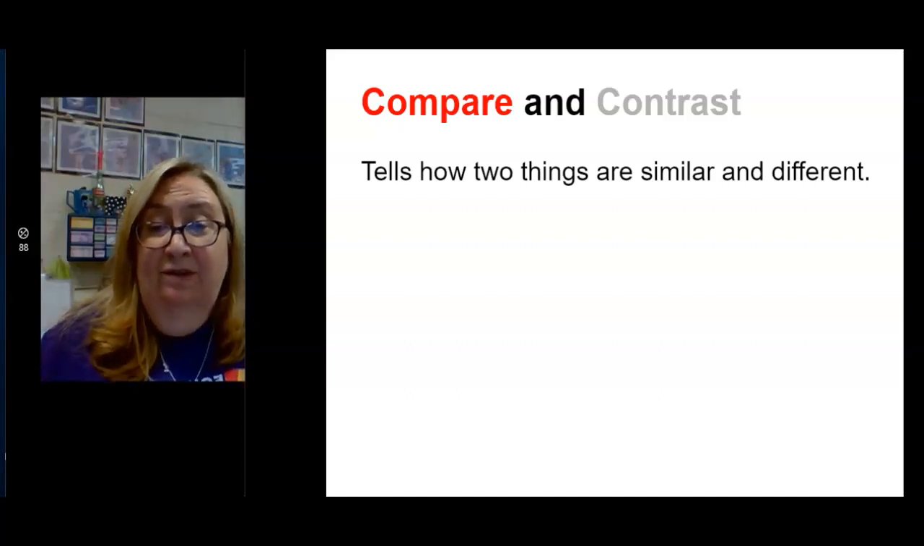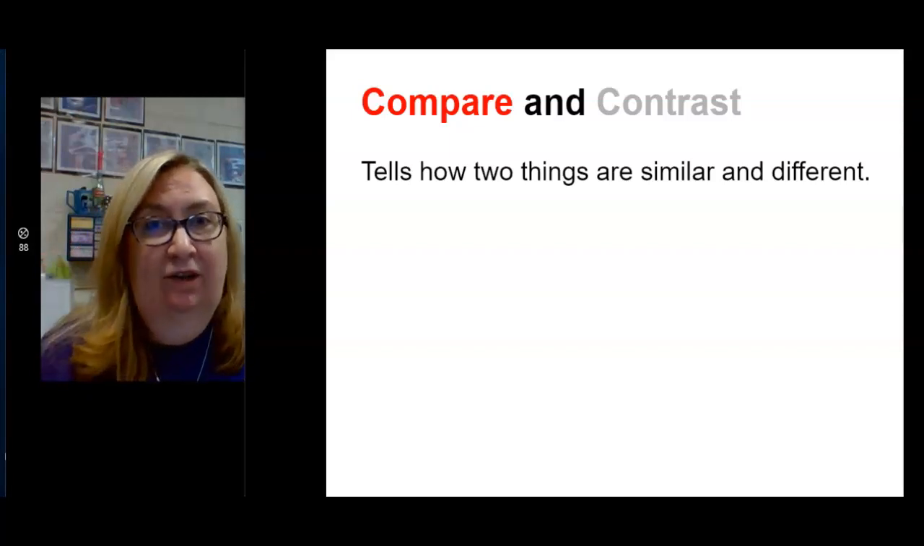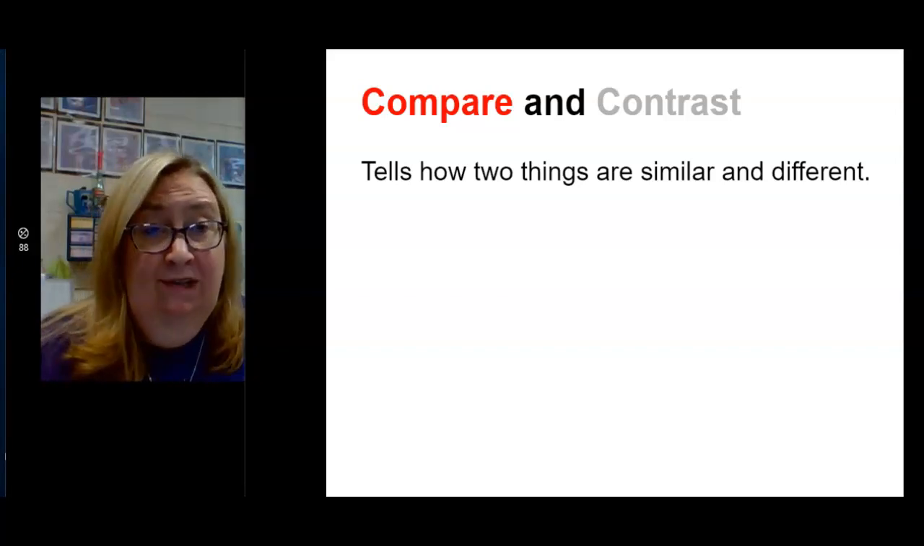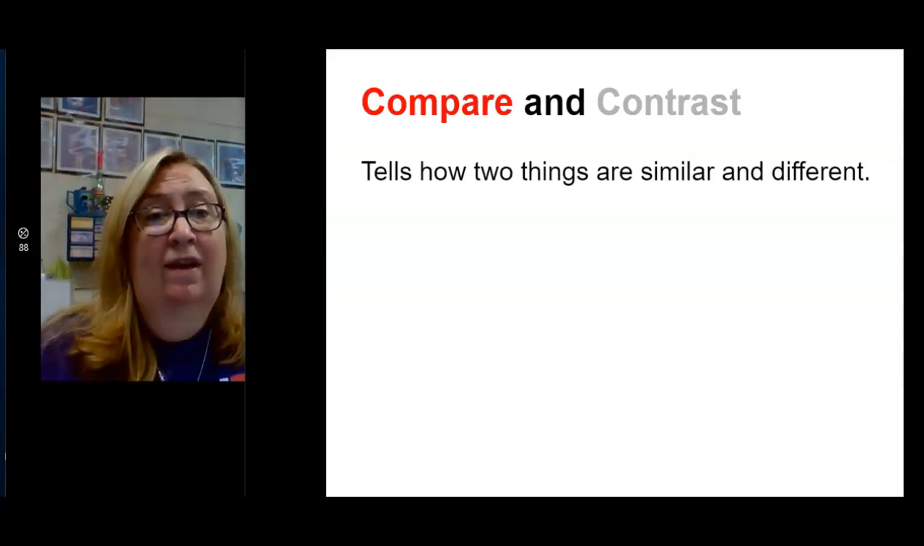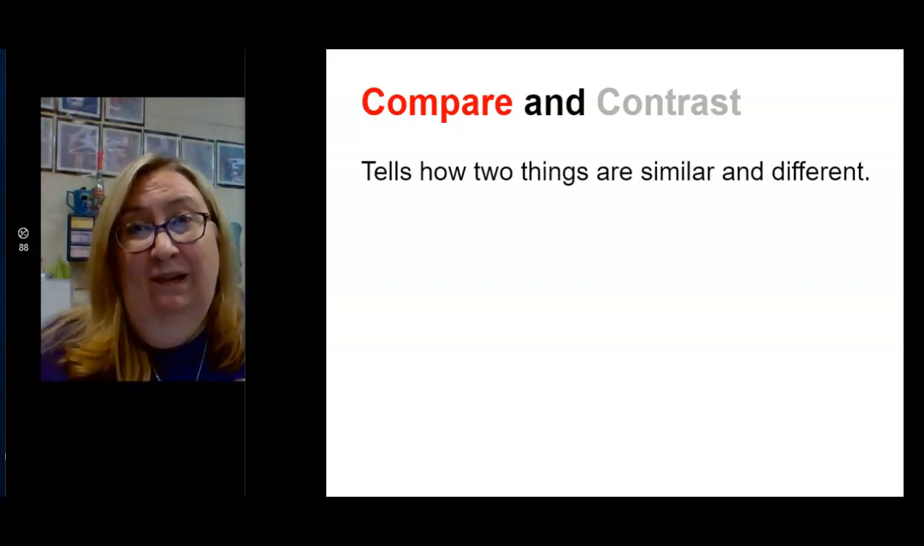Today we're going to look at the last three types of text structure. This is a review; we have already learned about this year, so I will be going pretty quickly. If you need me to slow down or re-explain or help you understand something a little bit better, please reach out. This is not intended to confuse you.